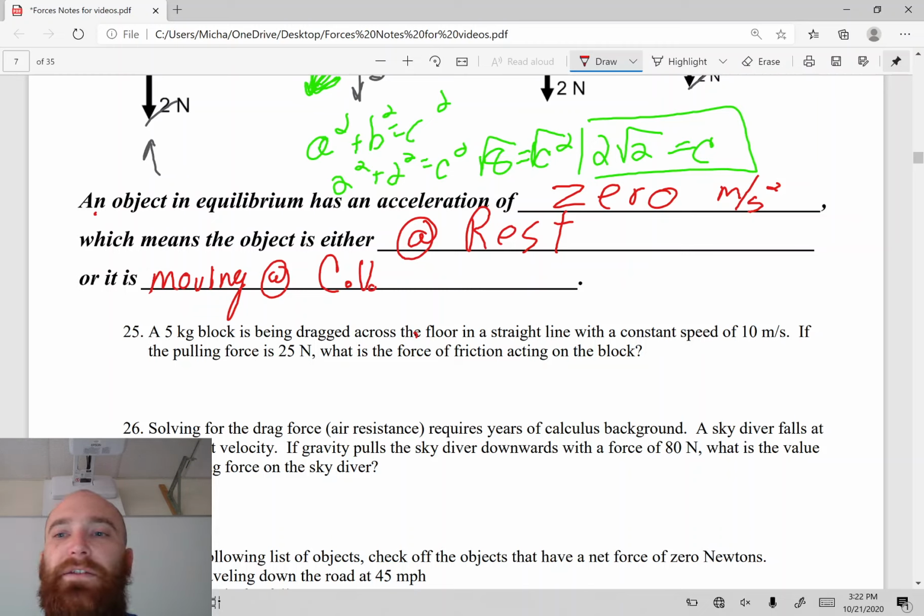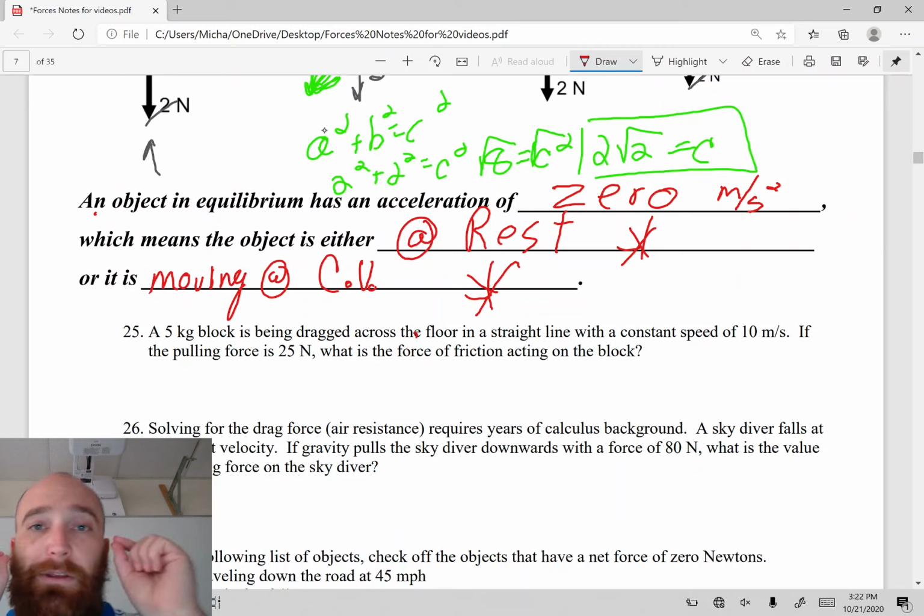So if you see either of these 2 things, at rest or moving at constant velocity, you need to be looking for that in a forces problem. It means that it's in equilibrium, the acceleration is 0, the forces are balanced. It's so important for these problems.